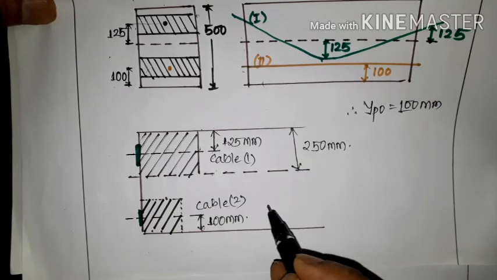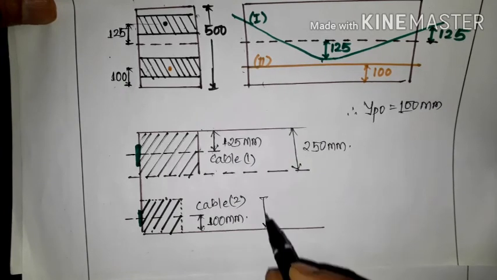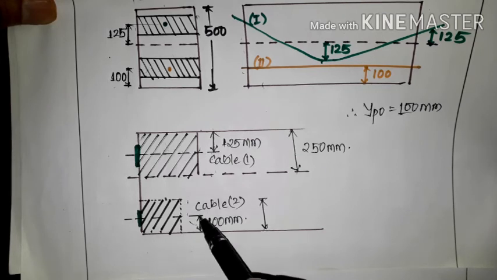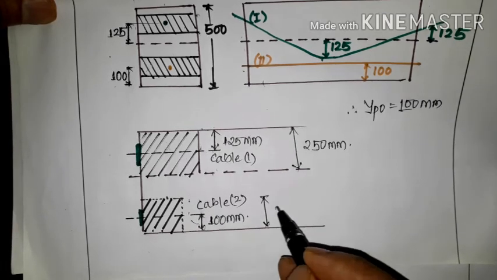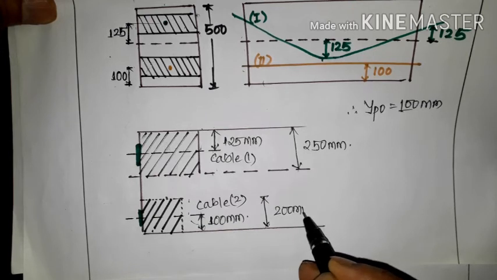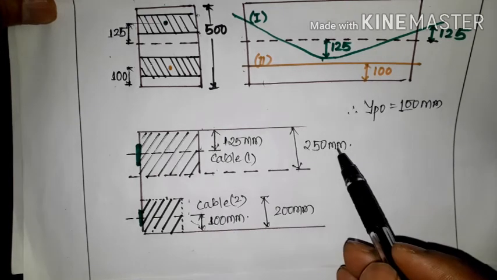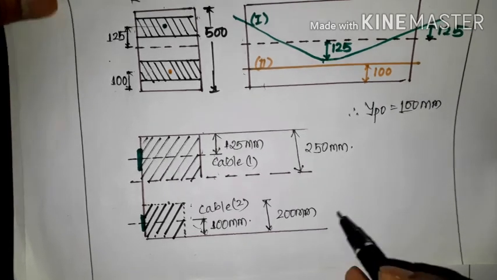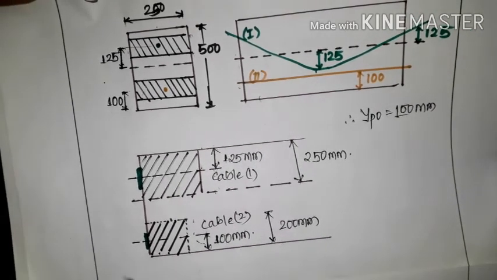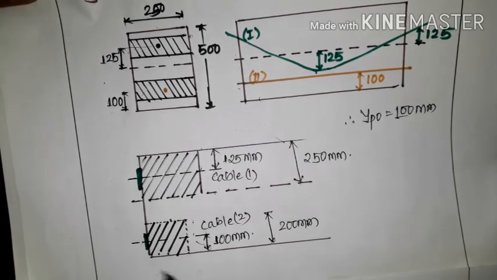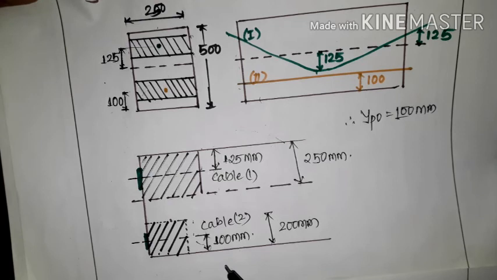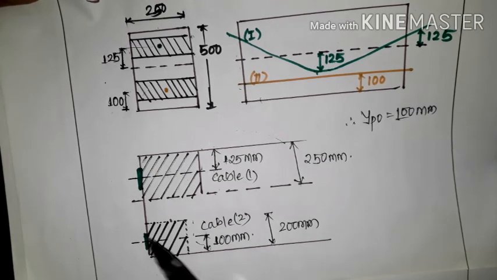Okay, so this will be again y1 plus y1. So this is y1, one more y1. Okay, I told you, you have to make it double. So y1 plus y1, that is 200 mm. So for cable 1 the y naught is 250, and for cable 2 the y naught is 200. So this is the detail required to understand how to get the value of y naught.